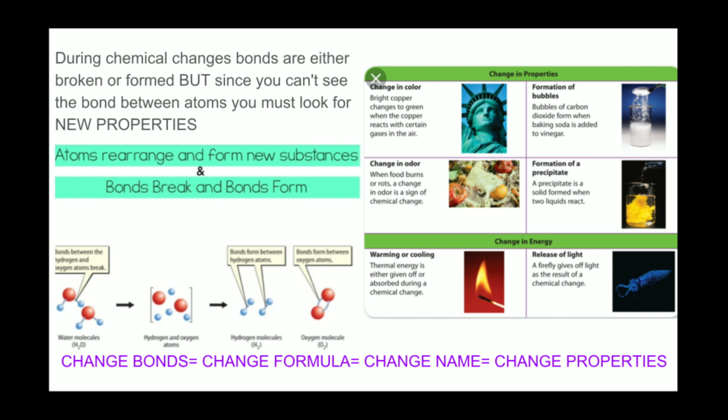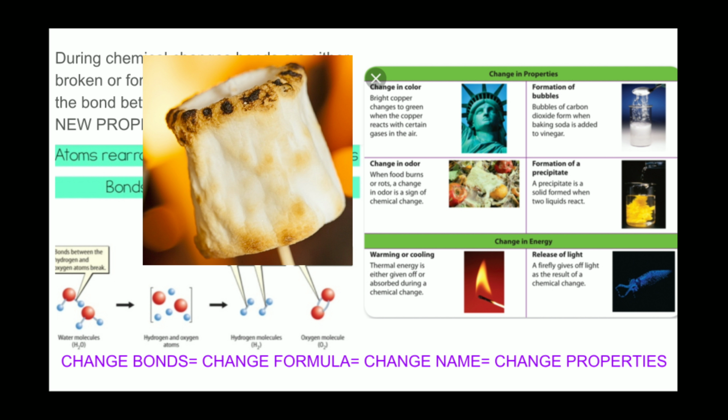The first evidence is a change in color. You can see here that the Statue of Liberty, which is made of copper, the same metal as a penny, has changed color as it reacted with the air. Cooking food is also a chemical change that is often accompanied by a color change. You know you've cooked your food too much if it has changed color and turned black because you've burned it.